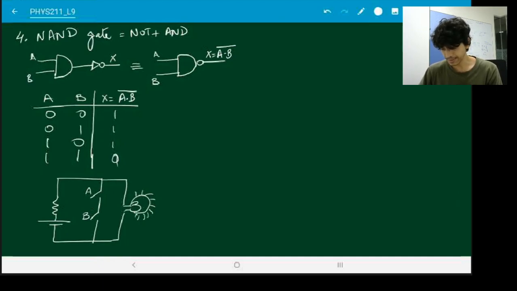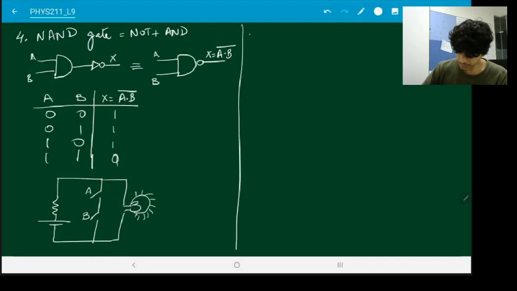So here, this is a NAND gate. Both of these switches A and B need to be closed in order for the bulb to not work. In any other configuration, the bulb is going to work. So 0, 0, 0, 1 and 1, 0, the bulb will light up. But only if A and B both are 1 is when this will not light. So this is the NAND gate.